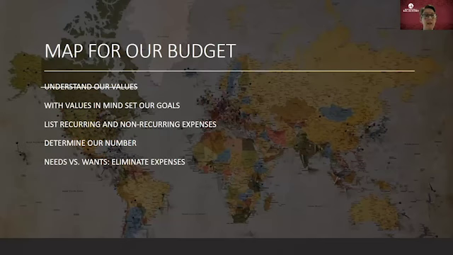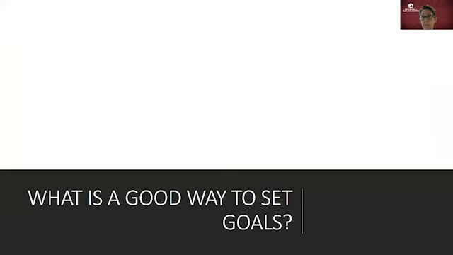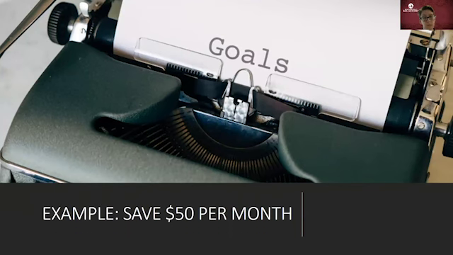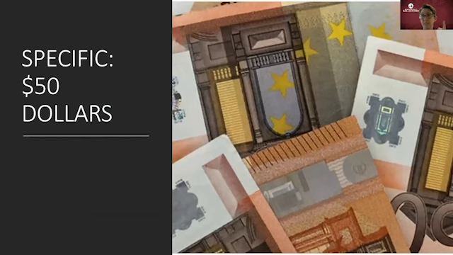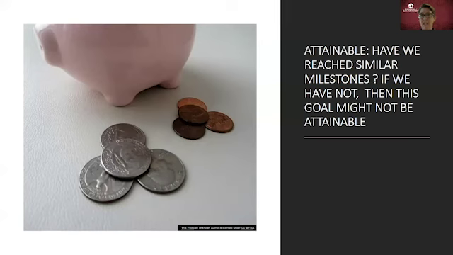Moving on, with our values in mind, we're going to set some goals. What are you trying to achieve with your budget? What's a good way to set your goals? We're going to use SMART goals. So an example, say $50 a month. It's specific, that's the S. It's measurable, because if it's $50 in a month, you can easily divide that by 31 or 30 and have $1.61 per day.